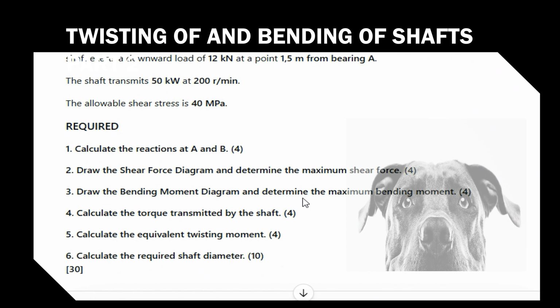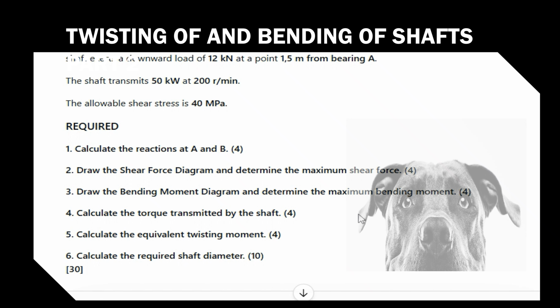You are required to calculate the following. Number one, calculate the reaction at A and B. Here you are going to earn 4 marks. Number two, draw the shear force diagram and determine the maximum shear force. Here you are going to earn 4 marks. Number three, draw the bending moment diagram and determine the maximum bending moment. In this one, you are going to earn 4 marks.